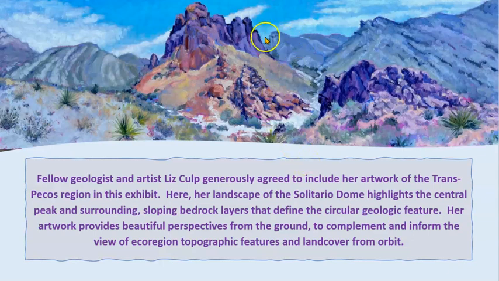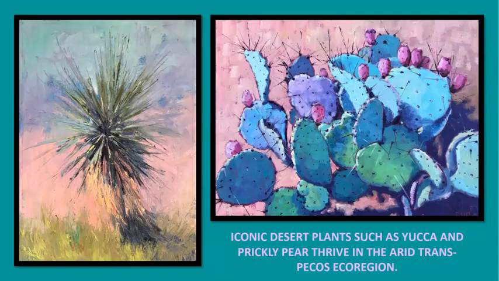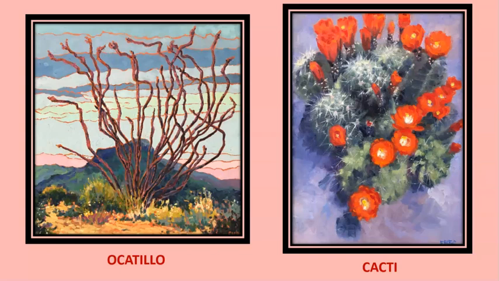The dome has a central peak, and that's surrounded by an erosional valley, and as we can see in Liz Kulp's artwork, all the sedimentary units are dipping away from the central part of the dome. Trans-Pecos plants such as yucca and prickly pear cactus are adapted to dry conditions that exist during most of each year. Ocotillo and a diversity of cacti are common, along with native grasses adapted to survive months-long dry periods.